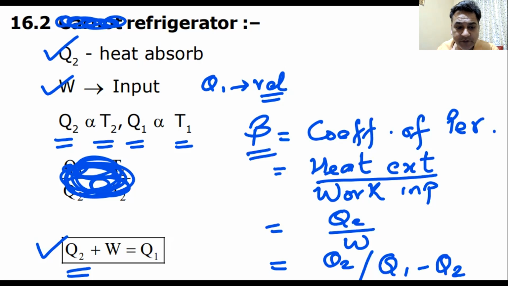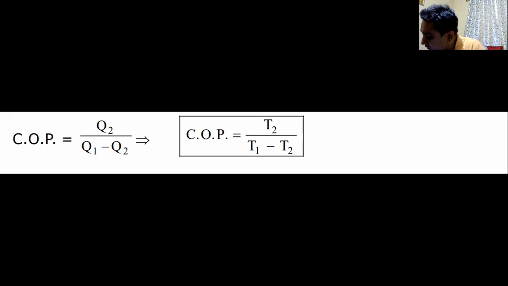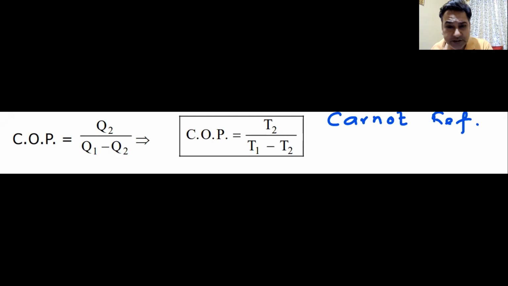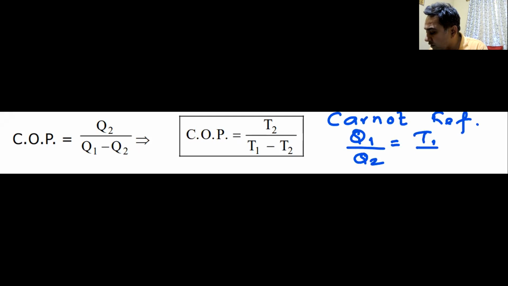Okay. Now, if I talk about a Carnot refrigerator, in case of heat engine we had Carnot heat engine. In case of refrigerator, we have Carnot refrigerator. I can write Q1 by Q2 is equal to T1 by T2. Yes or no? Do we remember this?